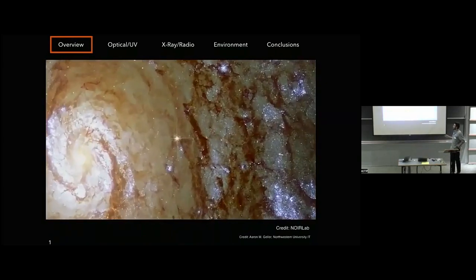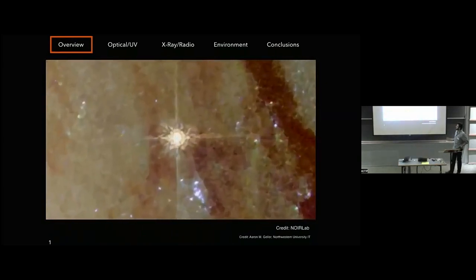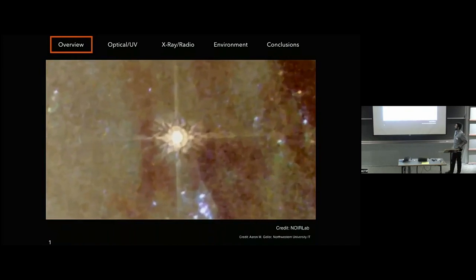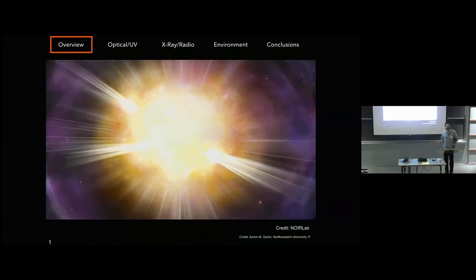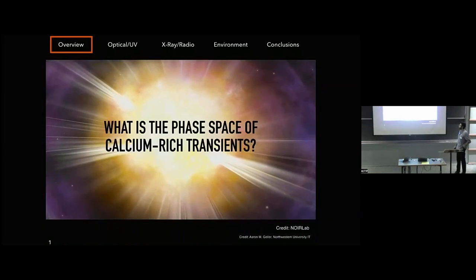This is an animation we made for some press. This is the supernova explosion, and this is the resulting animation. I'll get into this progenitor picture a little bit more later, but basically what I want to go over in this talk is what is the phase space, observationally and theoretically, of calcium-rich transients.